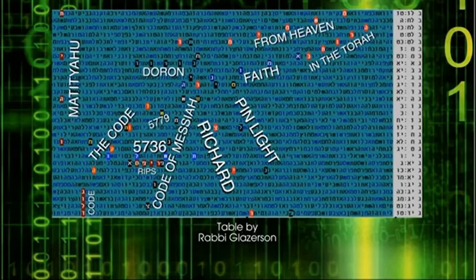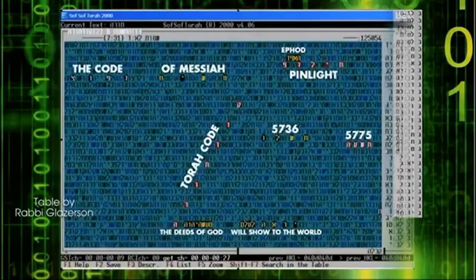Code of Messiah, and then it has my name, Richard, and then my company name, Pinlight, parallel at the same angle. Don't ask me how that happened. The word faith and in the Torah and from heaven, and Doron. Doron Witztum is one of the code researchers that helped write the software. All this stuff is in this one table.